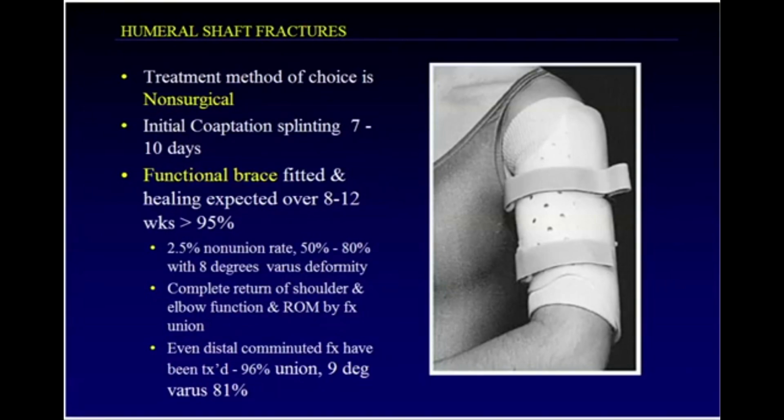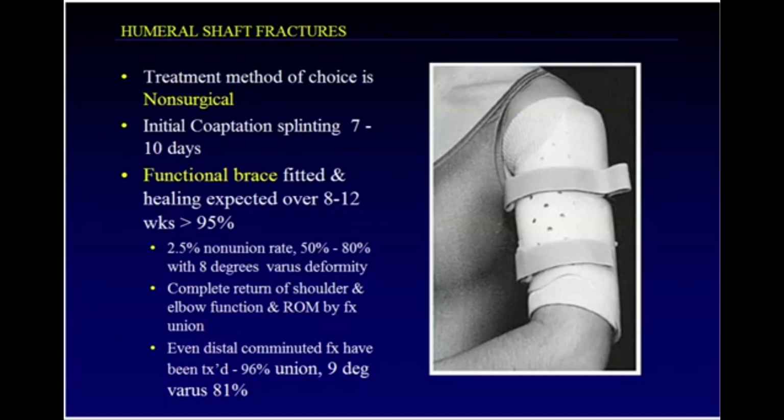Remember that for most humeral shaft fractures, the treatment method of choice is non-surgical in a very simple Sarmiento-type functional brace, as is shown here. You can treat the patient with a coaptation splint for 7 to 10 days while they are having acute swelling. Then once the swelling goes down, you can fit them with a cast brace, and excellent healing and functional recovery is expected in 95% of these cases.